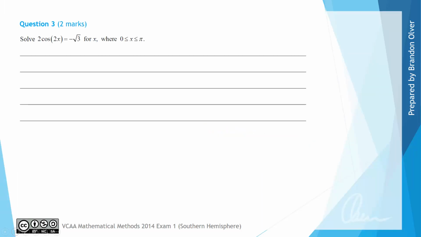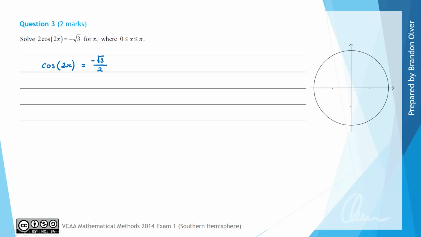For question 3 we are asked to solve the equation 2 cos of 2x equals negative the square root of 3 for x, where x is between 0 and pi included. So the first thing we're going to do to this equation is divide both sides by 2, just to leave the trigonometric term by itself. So we're going to find that cos of 2x is equal to negative root 3 divided by 2.